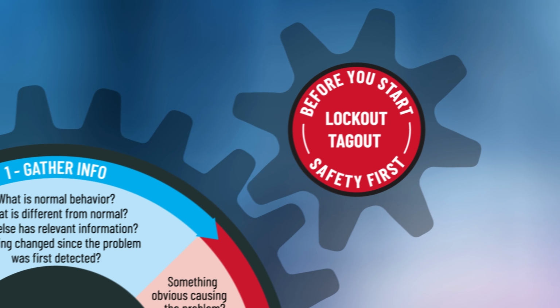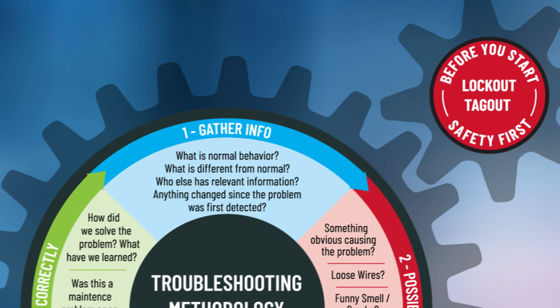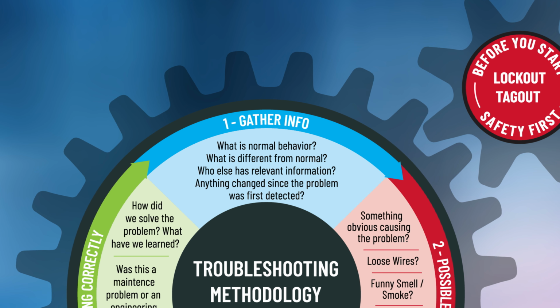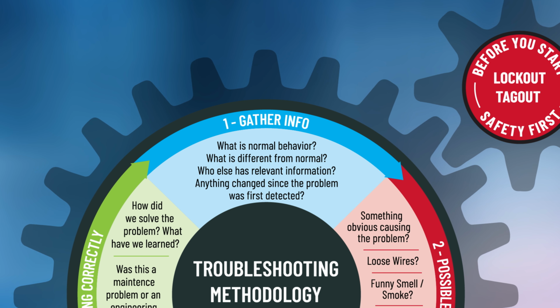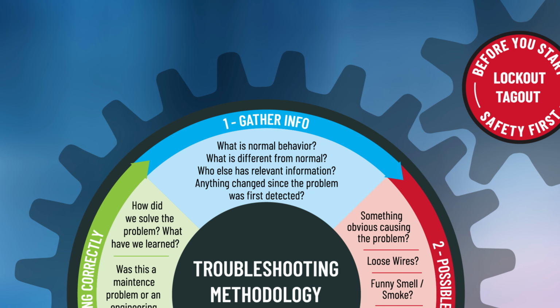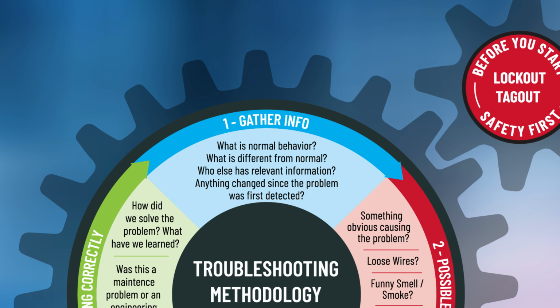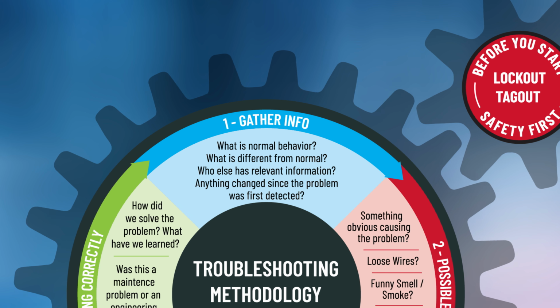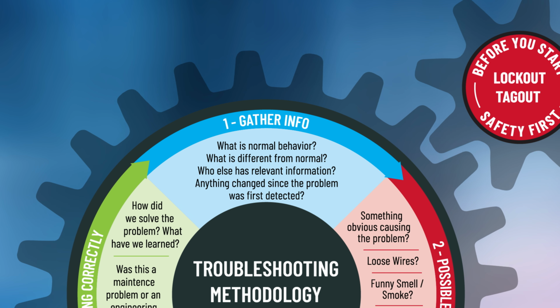Part 1 of the troubleshooting methodology directs you to gather information about what is happening. Your observations can include: what is normal behavior? What is different from normal? Who else has relevant information, or has anything changed since the problem was first detected?